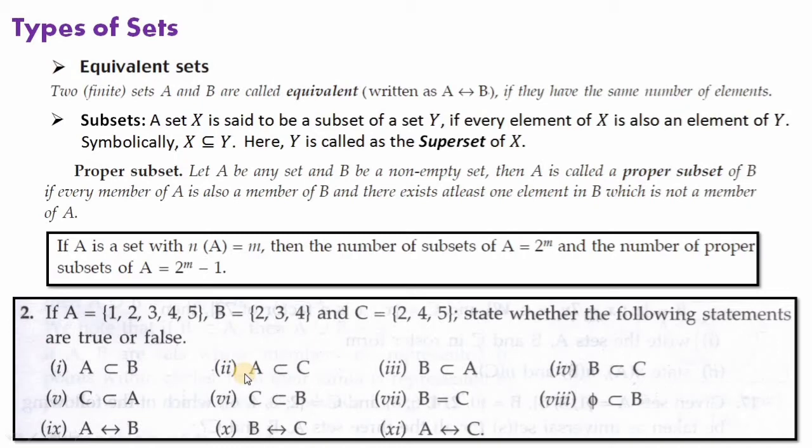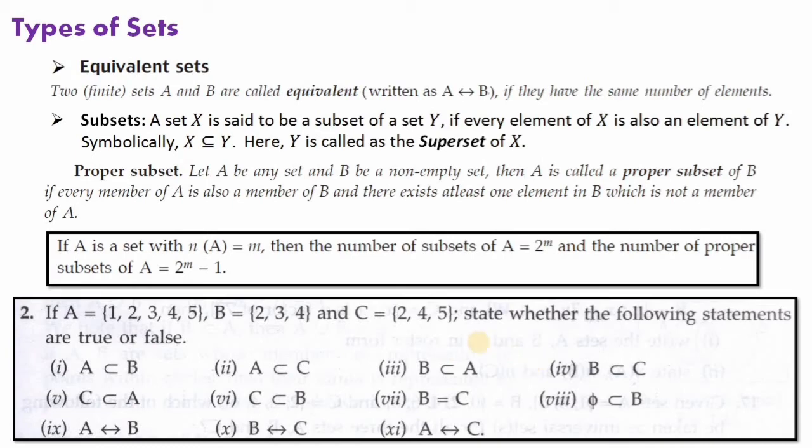Similarly, number 2 is also false, isn't it? A looks bigger than C, and obviously 1 and 3 are also not present in C. So the second one is also false. Now let's check whether B is a subset of A or not. That means every element of B is present in A or not. Now 2 is present in B, and the element 2 of B is present in A. That's fine. The element 3 of B is present in A. That's also fine. The element 4 of B is present in A. So every element of B is a part of A, so this can be considered as true.